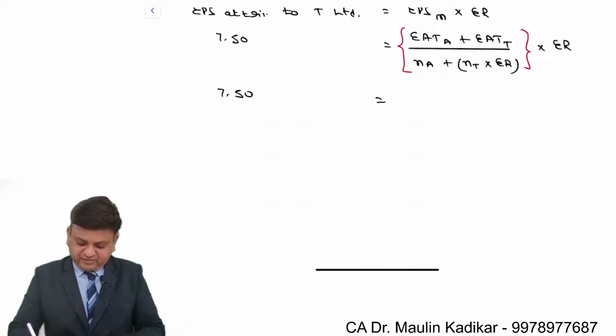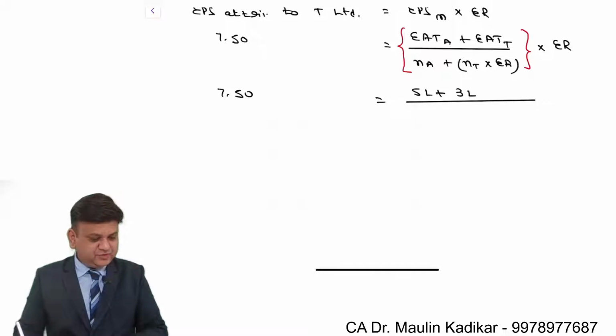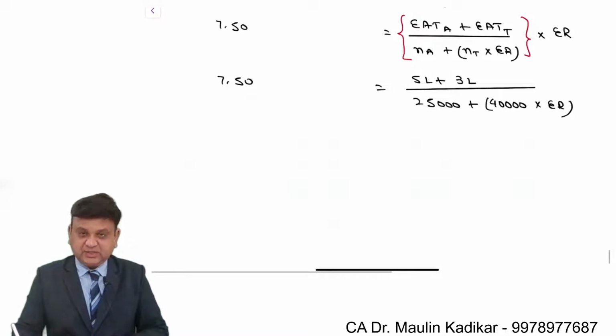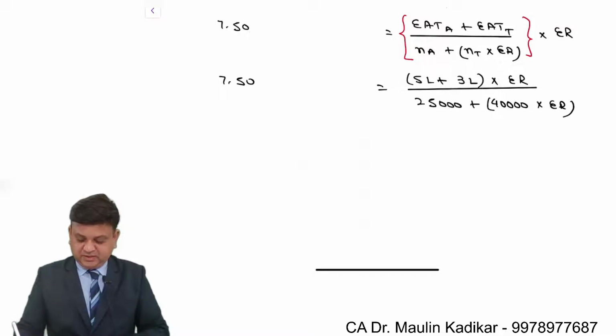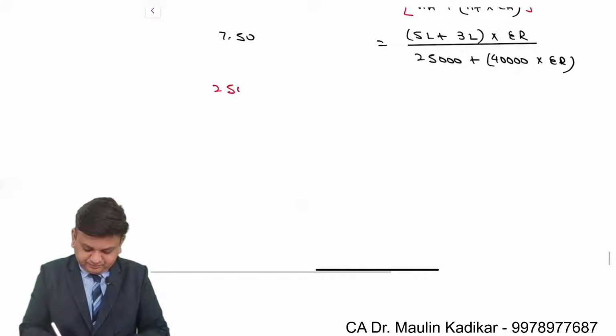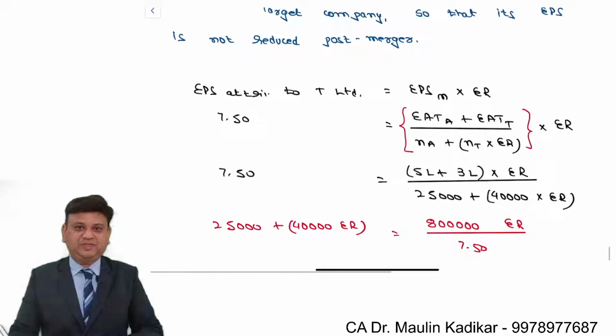Earning after taxes of A is 5 lakhs. For T it is 3 lakhs. Divided by number of shares of the acquiring company, which are 25,000. For target company it is 40,000 into exchange ratio. The numerator is again multiplied with the exchange ratio. Now 25,000 plus 40,000 exchange ratio is transferred on the left hand side, is equal to 8 lakhs into exchange ratio divided by 7.5. That is the way we are required to make the calculation of the answer.